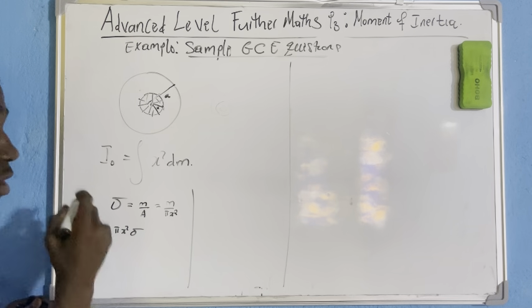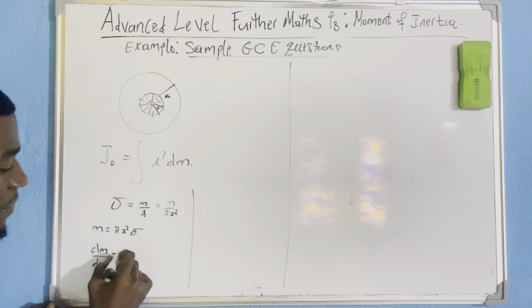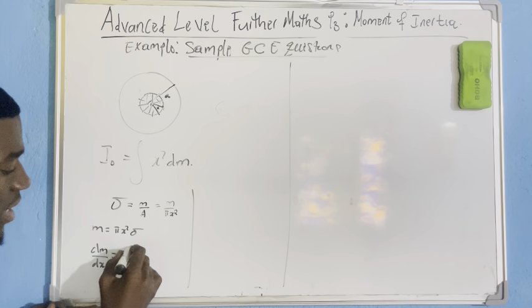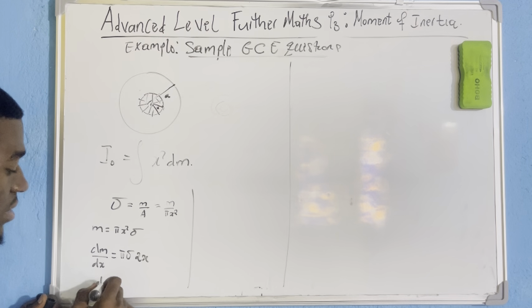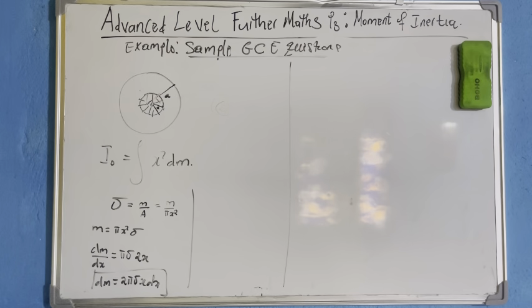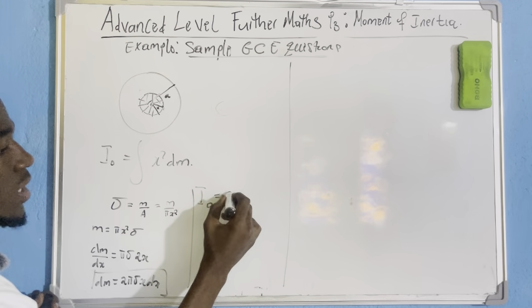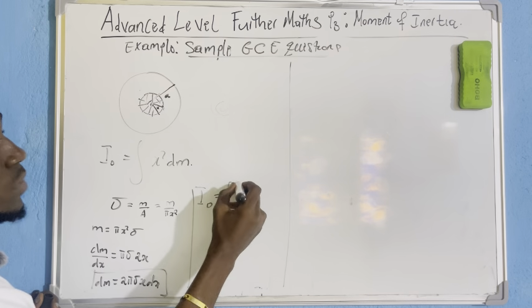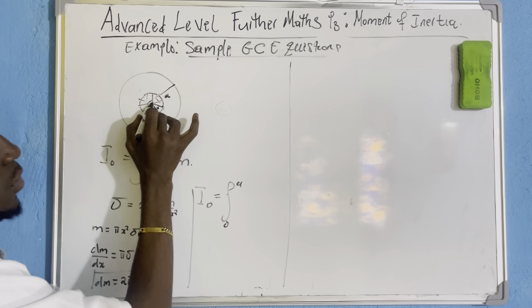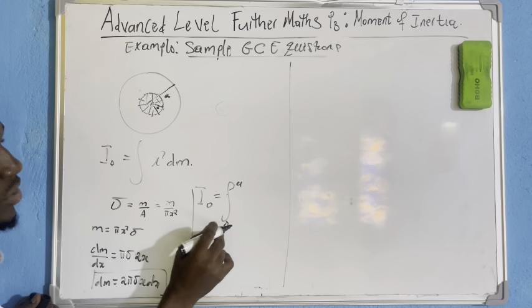Then I differentiate to come out with dm, since I'm looking for dm. Differentiating with respect to x, I'll have pi sigma 2x. Therefore, dm is simply equal to 2 pi sigma x dx. This is the expression of dm. With the expression of dm now, I'll replace inside my formula. It means that the integral about the center of the disc is the integral from 0 to a, because I'm starting from the origin and I should reach the circumference, and that distance is a. So I should integrate from 0 to a.